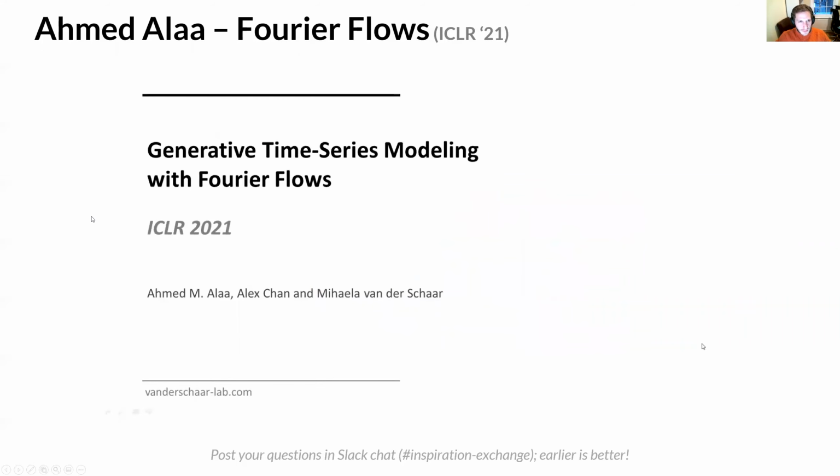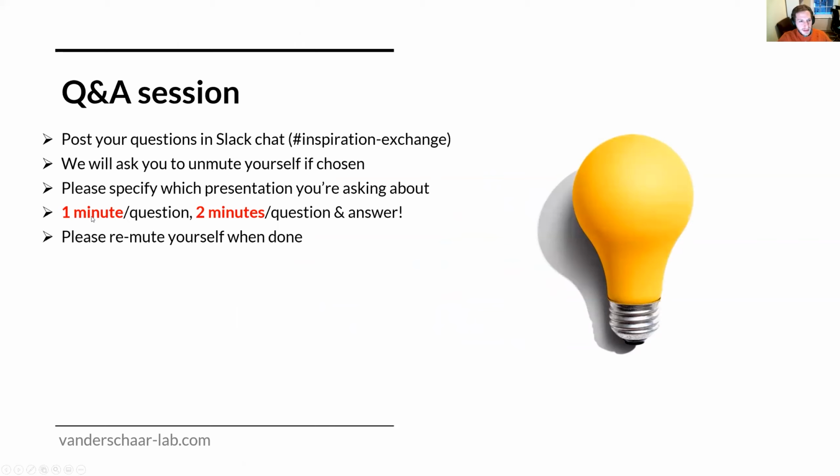So those were our presentations, and now it's time for our Q&A session. I think most of you know the drill at this point, but again, if you have any questions, do continue to post them into the Slack chat as we go. If we choose your question, we'll ask you to unmute yourself. So please unmute yourself and then specify who you'd like to address your question to. We would like to try and keep each question to 1 minute, if at all possible, so that we can allow about 2 minutes per question and answer, and hopefully get through as many of these as possible. And do remember to please remute yourself when you're done asking your question, so that we don't continue to hear you in the background as we go.